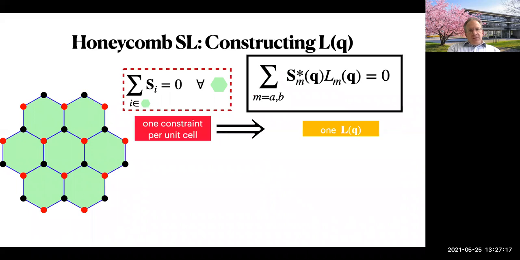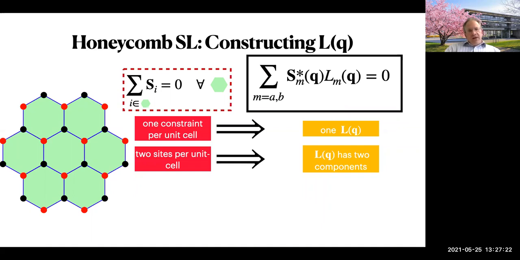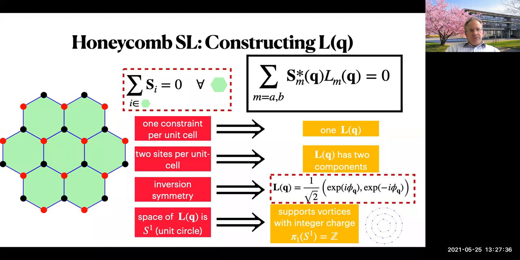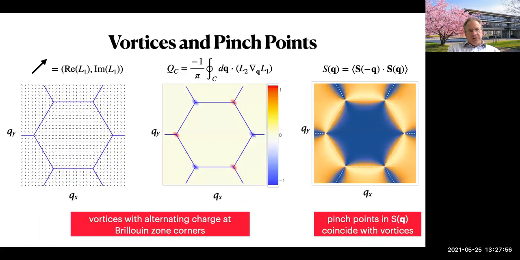Okay, so now we have one constraint per unit cell, so one field L of Q. We have 2 sites per unit cell, so that L of Q has 2 components, as shown in the previous slide. And we have inversion symmetry, so that L has the following simple form, where the 2 entries are complex conjugates of each other, so that you can write L as a point on the unit circle. A point on the unit circle then allows vortices with integer charge, just like in an XY model. So we can basically classify the spin liquids by how many vortices of which type it has.